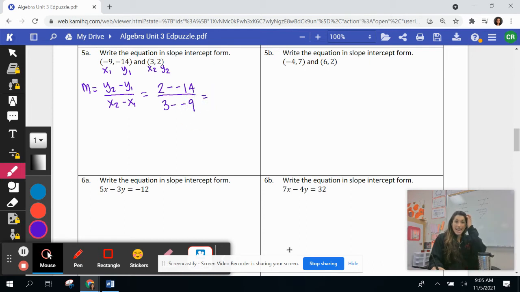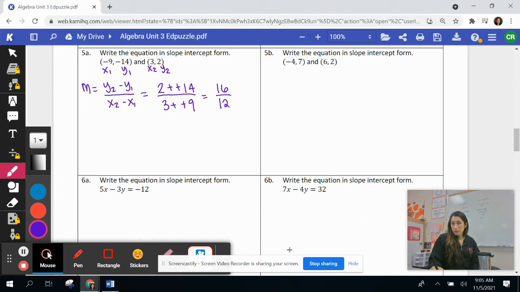So those are going to turn into adding. So I'm going to make this plus, minus a negative. We're adding that. That's going to be 2 plus 14, that's going to be 16. We're going to go 3 plus 9, that's going to be 12.